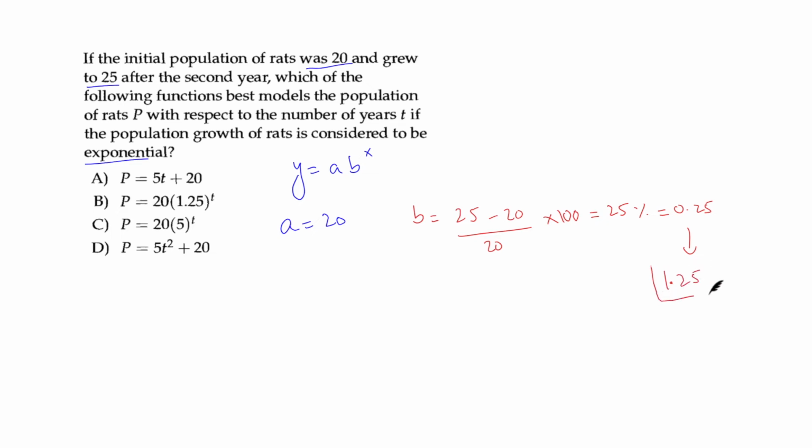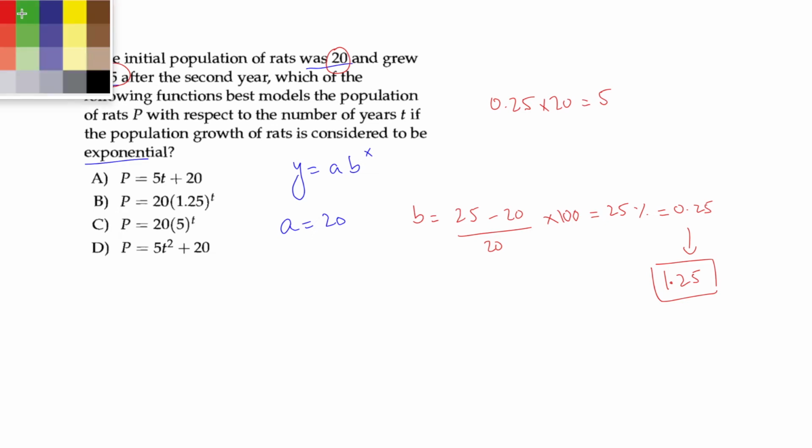Please be very careful with this. If I asked you to calculate the increase, you take 0.25 of 20, which comes out to be 5. Then you add this number to the initial number to get to our next year's count, let's say, which is 25. So please be very careful with this.